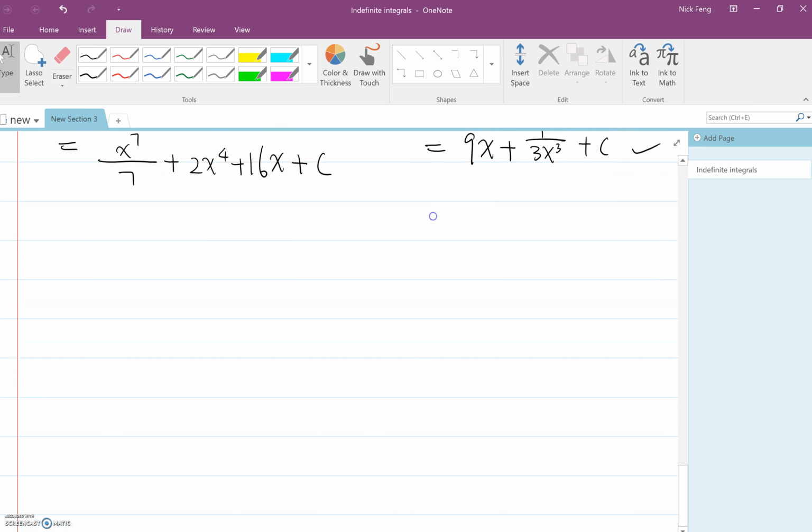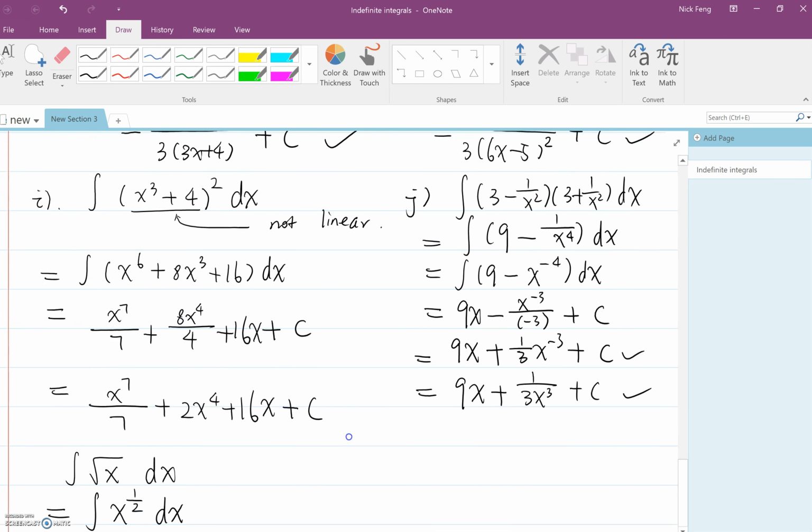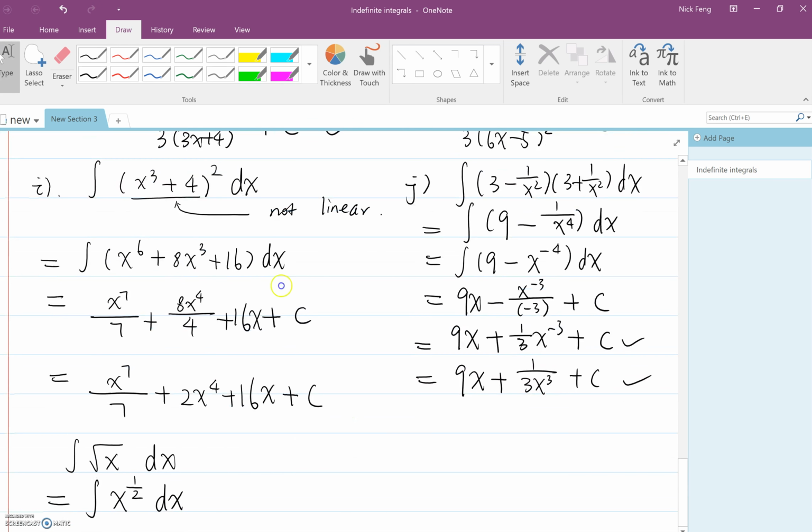Okay, now we have done negative indices. So what's the next hard part? Of course, fractional indices. We have talked about this in the definite integral bit. So how do we integrate x to the power of half? Or which is root x. We change this into fraction index.